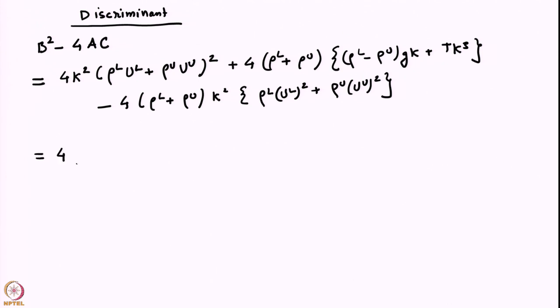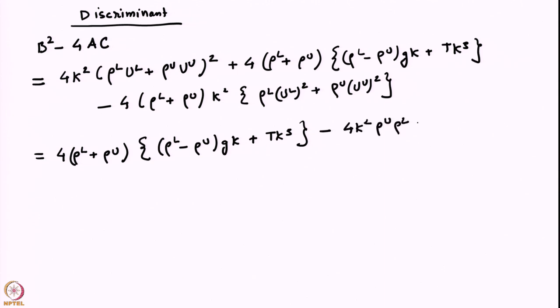Your final expression will reduce to 4 times (rho l plus rho u)(rho l minus rho u) g k plus T k cube minus 4 k square rho u rho l (u u minus u l) whole square. The important point to note is that there is a minus sign here in the expression for b square minus 4ac. Consequently, we will soon see that even if we choose, remember that we have two fluids now, the upper fluid and the lower fluid. A statically stable configuration is where the heavier fluid is below and the lighter fluid is above. We will see that even in a statically stable configuration, just because of the presence of a base state velocity, we can have instability, or in other words, we can have waves whose amplitudes grow as they propagate. This is a consequence of the negative sign here.